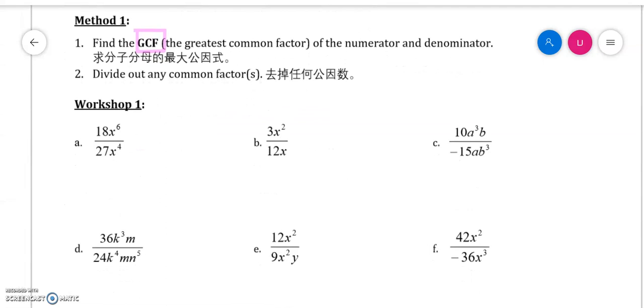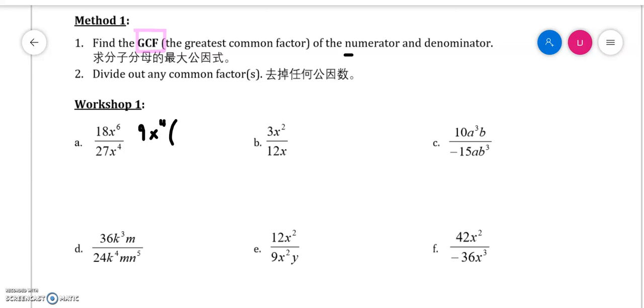We want to look for GCFs here. So let's see. 18 and 27, their GCF is going to be 9. So let's factor out a 9. And the GCF between x to the 6th and x to the 4th is going to be the x with the smallest exponent. So that would be x to the 4th. So we're factoring out 9x to the 4th from the numerator and from the denominator.